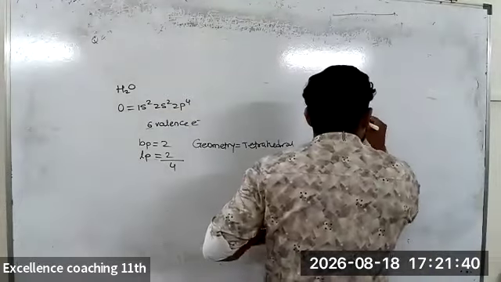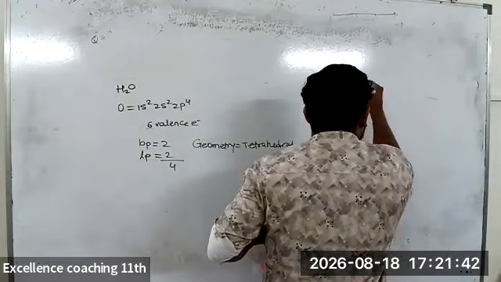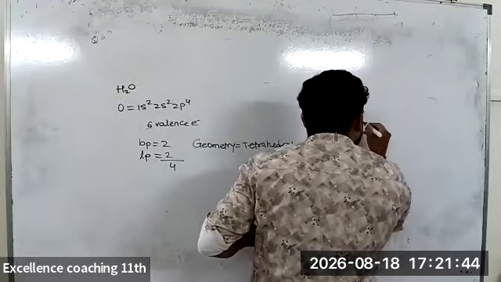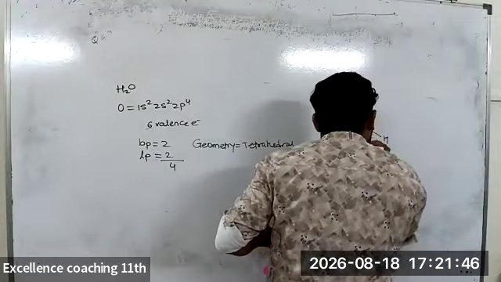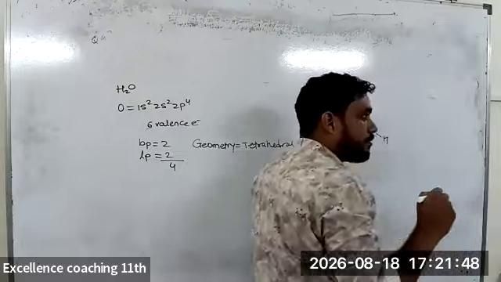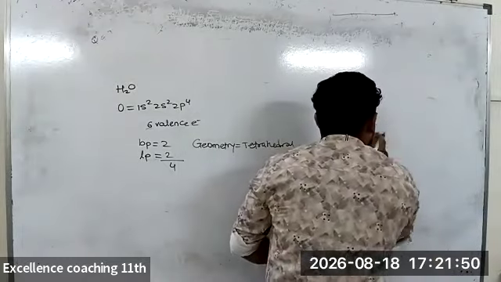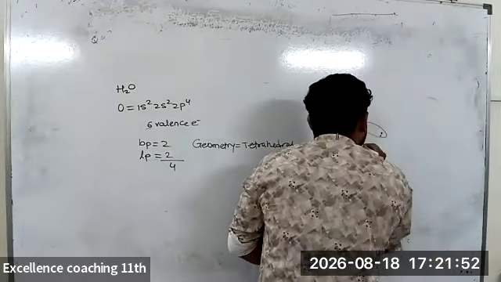So I will have oxygen here. I will have one lone pair here. I have one hydrogen here. I have another hydrogen here, and I have one lone pair here. Right? If some of you are drawing like this, is it wrong?